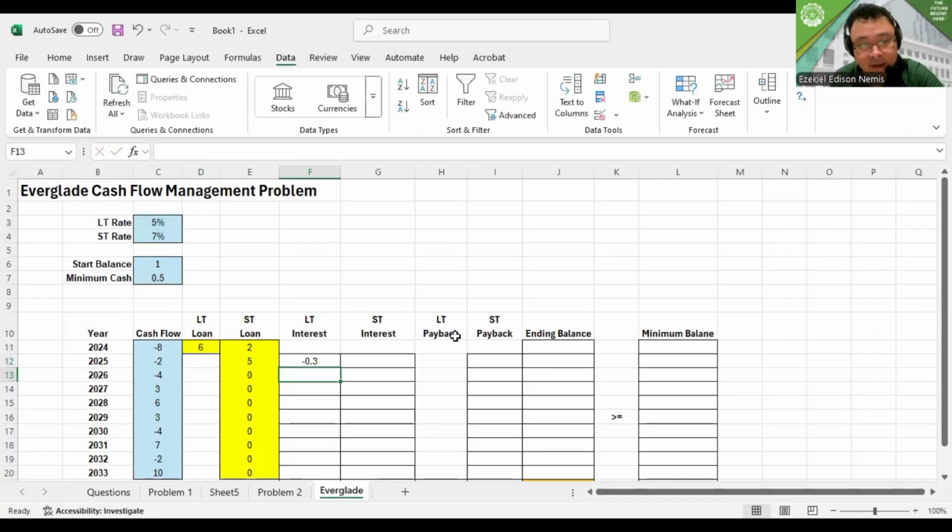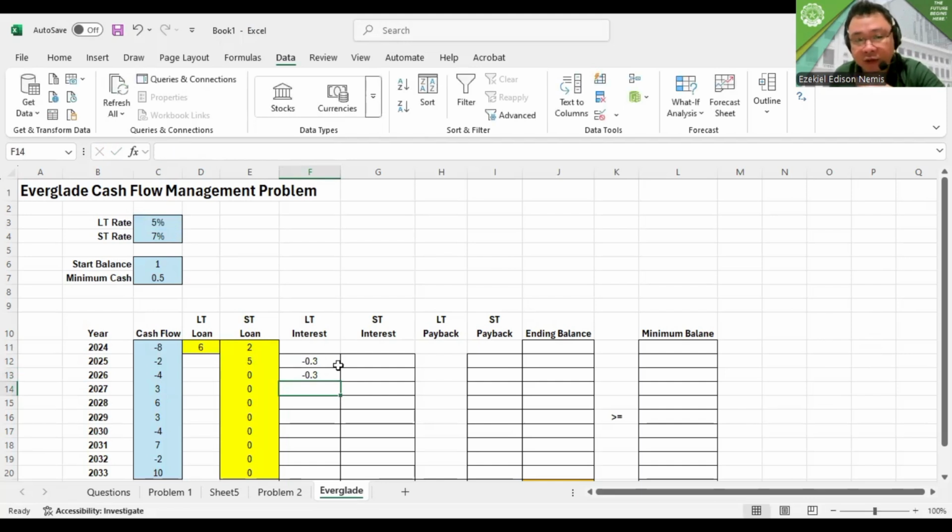Then press enter. This will be your long-term interest. Okay? So, para hindi malito, let me just repeat it again. Equals, let's put negative, long-term loans, times the long-term loans. Okay? So, click enter. Sorry.